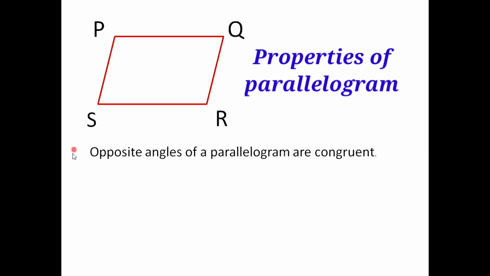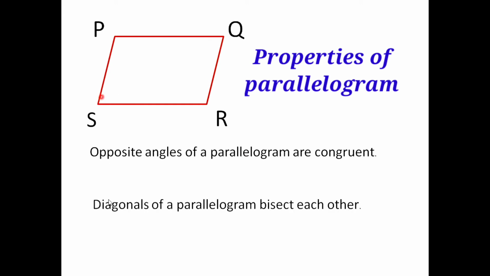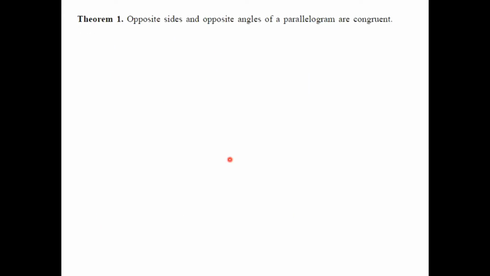The next property is opposite angles of a parallelogram are congruent. That is, angle P is congruent to angle R, and another pair of opposite angles is angle Q and angle S. So these are also congruent. Next property is diagonals of a parallelogram bisect each other. Now let us prove these properties.